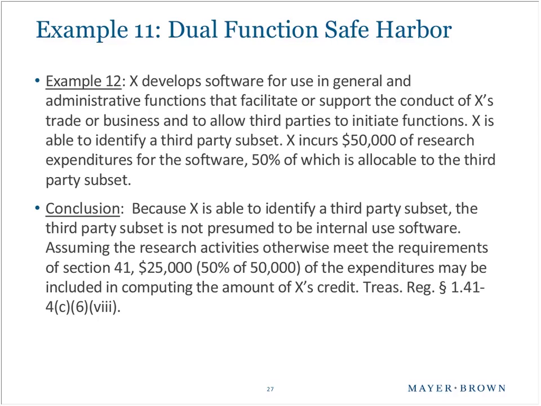So here, because the taxpayer is able to identify the subset that's third-party interfacing, the subset is not presumed to be internal use software. So under the regulations, the research activities that meet these, if they do meet the requirements of Section 41, $25,000 or 50% of the total $50,000 expense may be included in computing the taxpayer's credit.